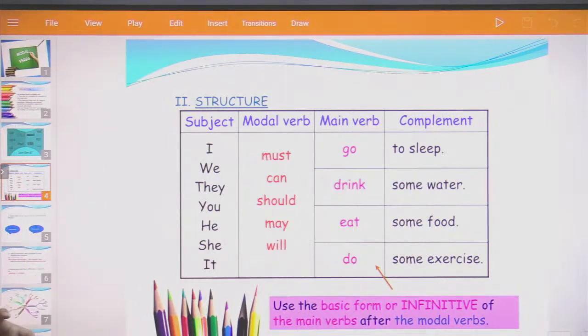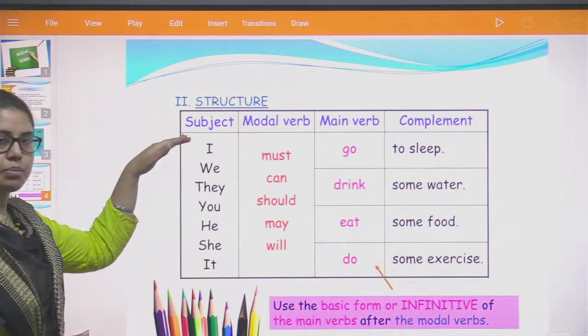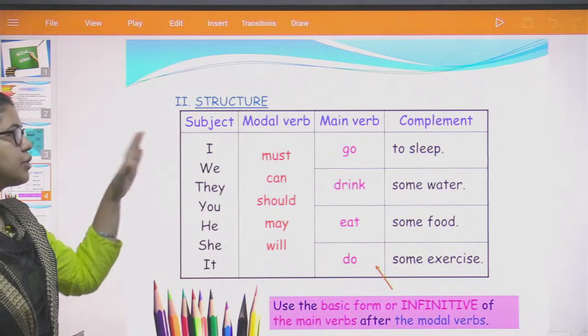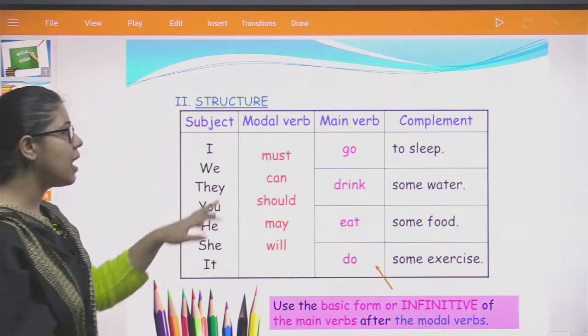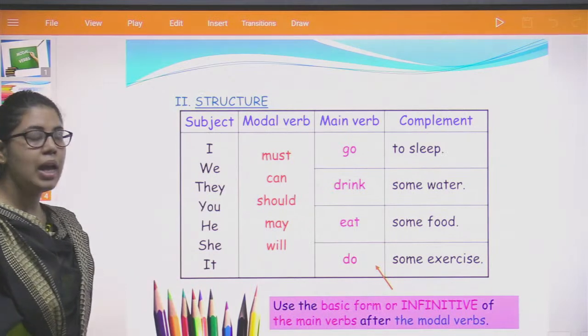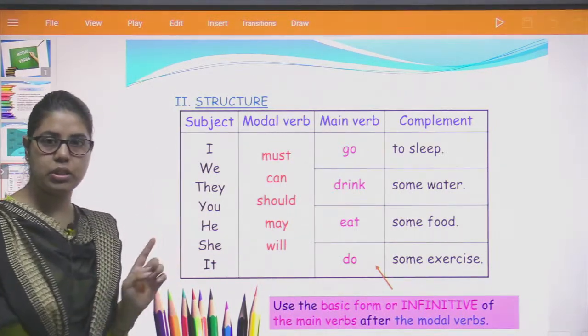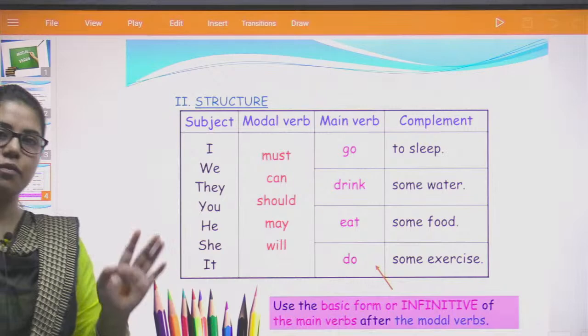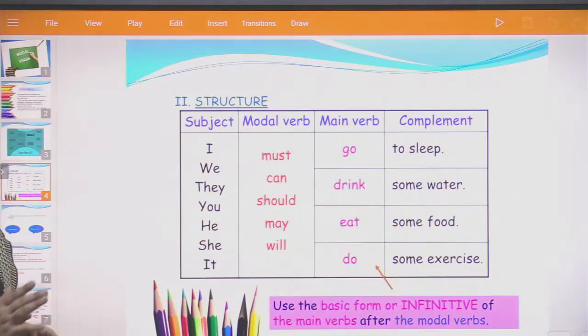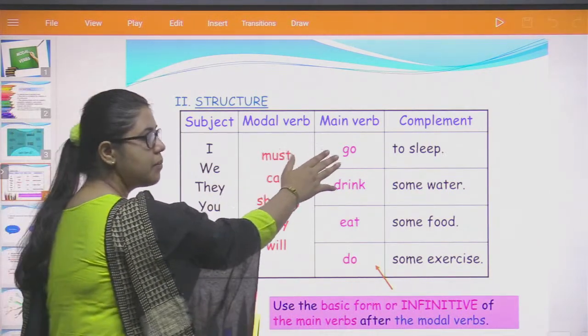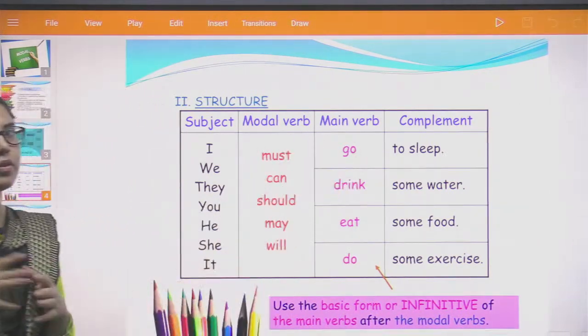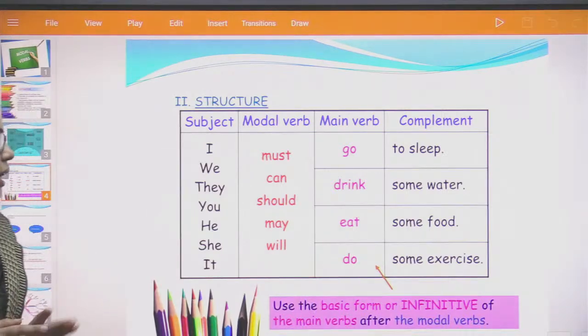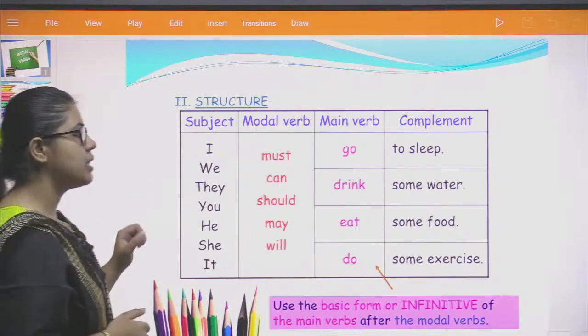Now see, as we have a structure or formula in tenses, we have one here also. First we'll start with the subject. To frame a sentence, first you put the subject, and after that you put the modal verb. After the modal verb, as it is an auxiliary verb, and we all know the auxiliary verb comes after the subject, you put the main verb of the sentence. Then you put the complement, that means the rest of the sentence.